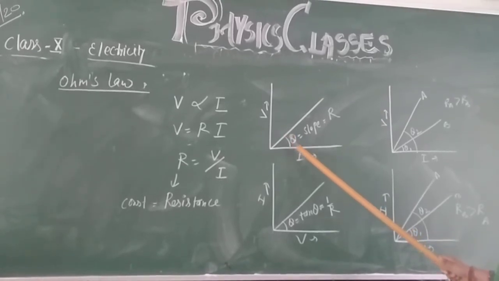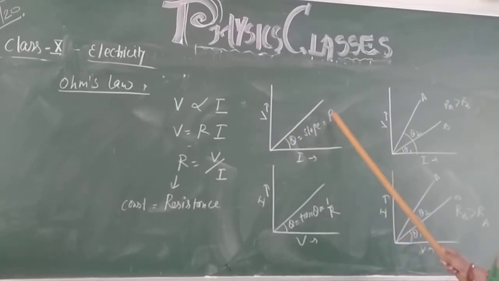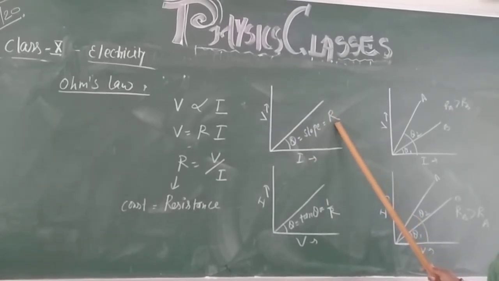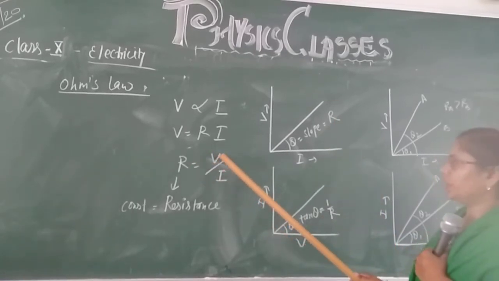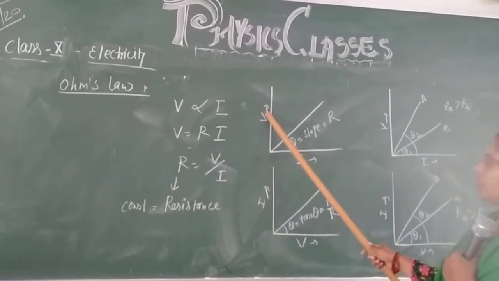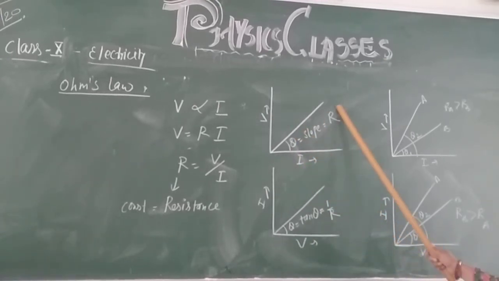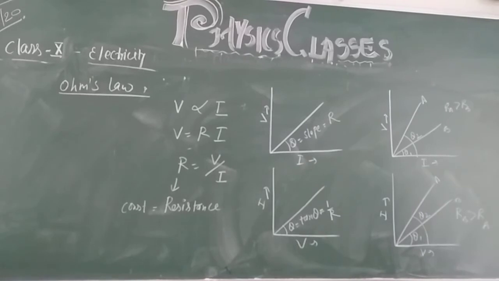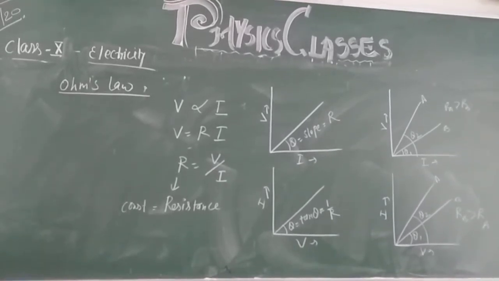The VI graph is a straight line, and this straight line has some slope, some angle theta. This slope is equal to the resistance of the conductor or wire for a given wire. R is always equal to V upon I. V is along the vertical axis and I is along the horizontal axis. Then the graph is a straight line. Graphs that are straight lines always follow Ohm's law and are ohmic circuits.